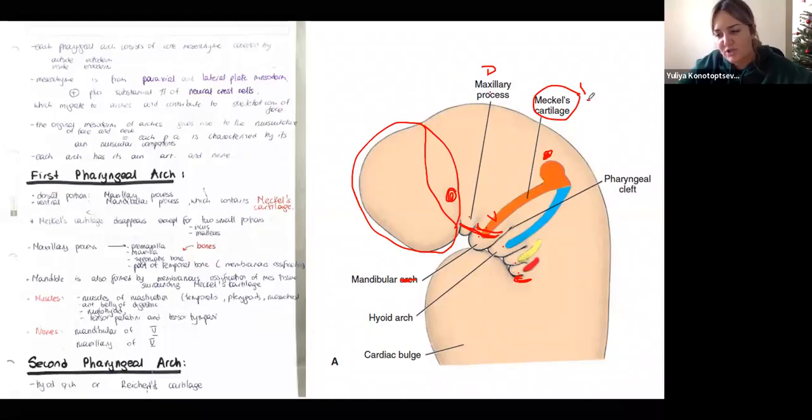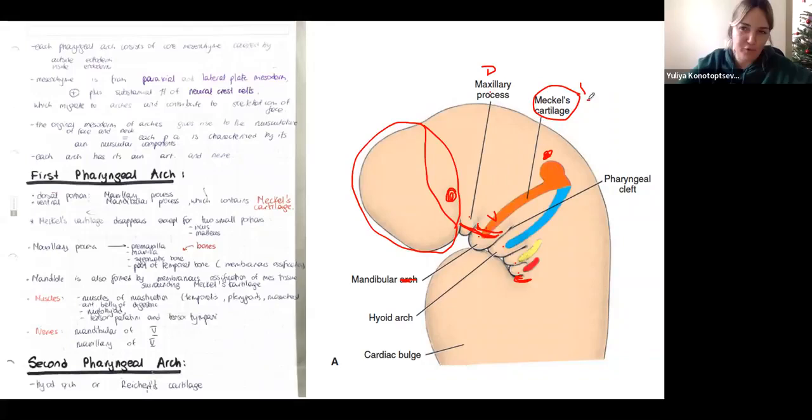What is the purpose of the Meckel's cartilage? Meckel's cartilage is sort of like a draft work for making the mandible. So let me make it clear that Meckel's cartilage does not give rise to the mandible. Okay, mandible does not arise from the Meckel's cartilage.